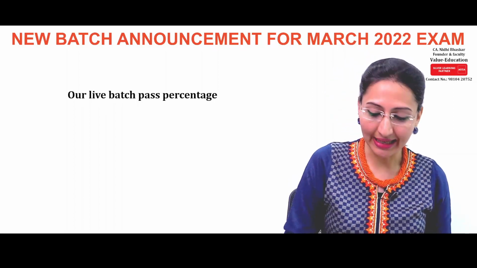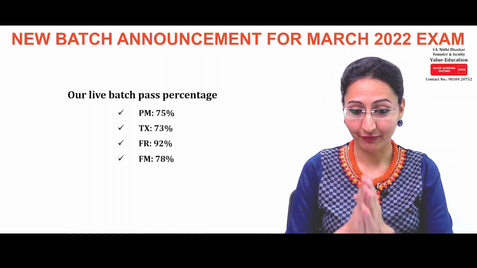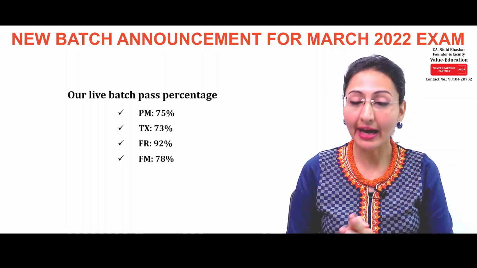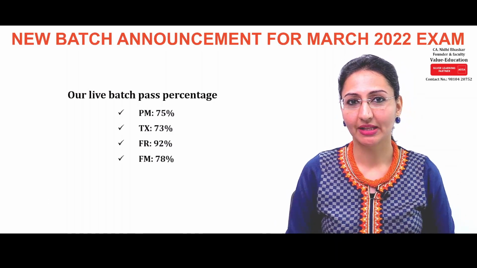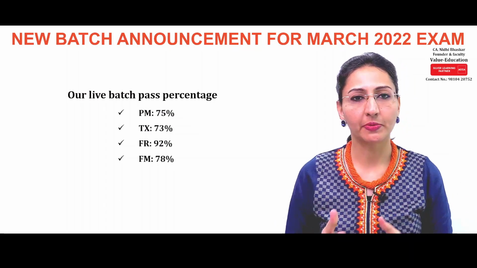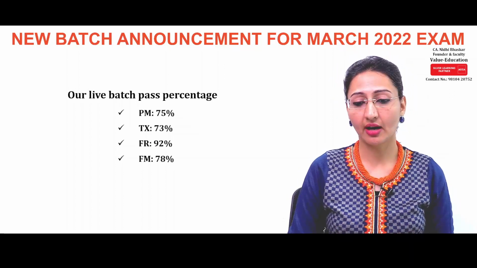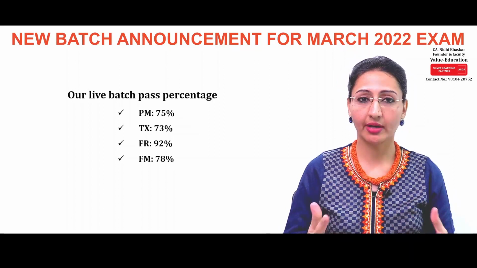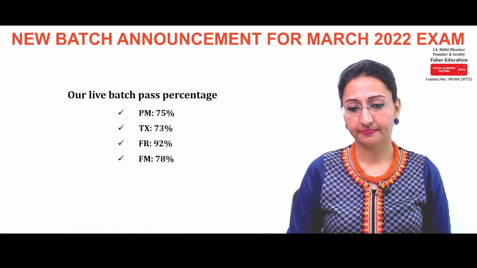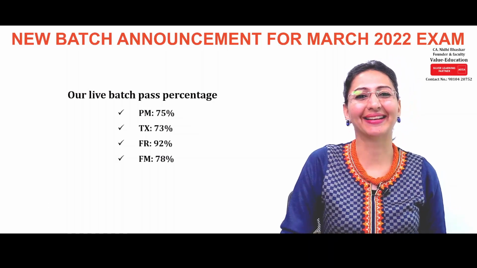Now, our live batch pass percentages you can see on the screen for PM, TAX, FM, and FR, all four. These are much above the global pass percentage of ACCA exams every quarter. These pass percentages are of live batches only, which I am sharing because a live batch is a live batch. This is what I will say, right?